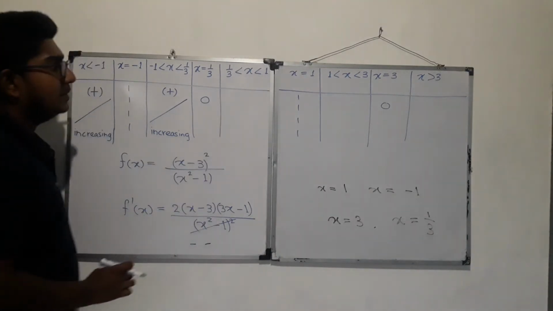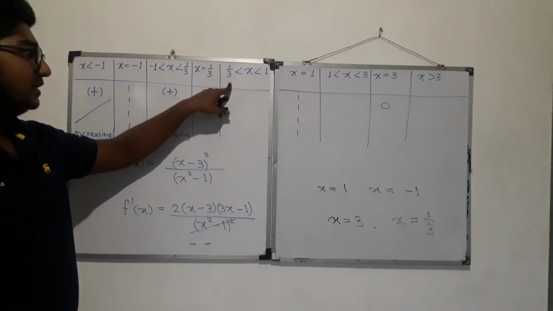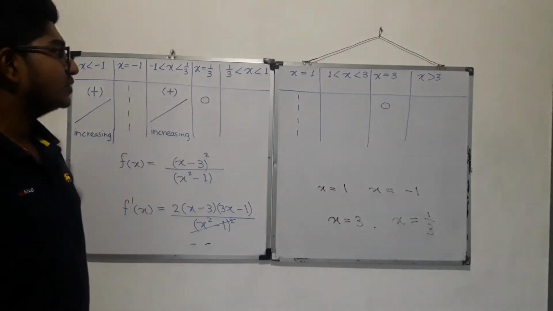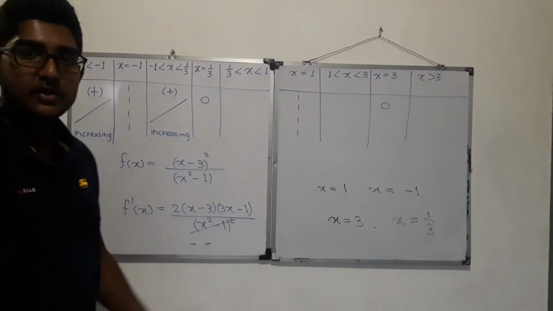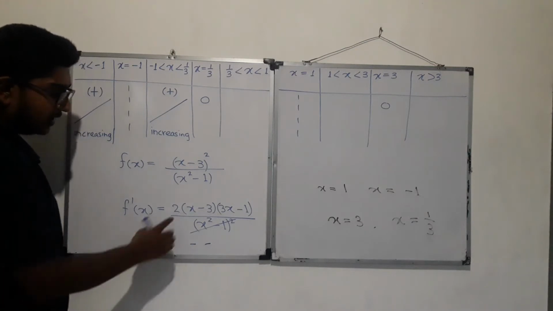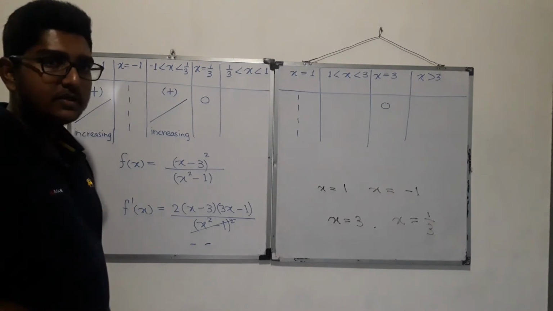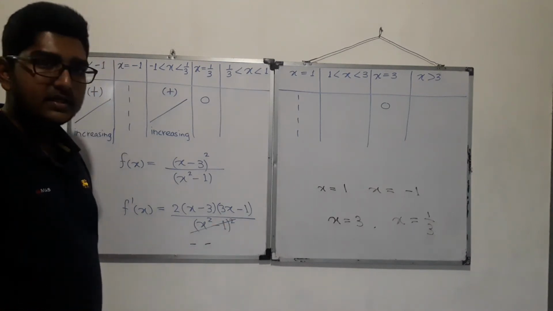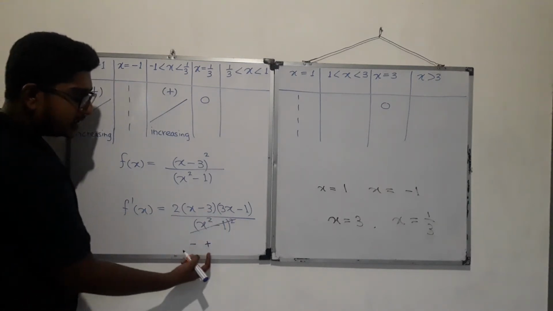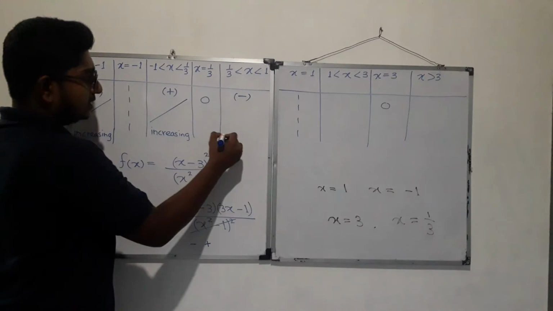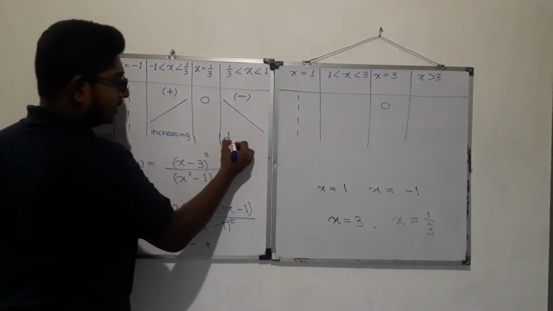Now x is between 1/3 and 1. So 1/3 is 0.3, close to 0.3. So I have to substitute a number between this range. So I can use plus 0.5. So when x is 0.5, again this bracket gives you minus. 3 into 0.5 is 1.5. 1.5 minus 1, it is plus. So this bracket gives you a positive answer. Minus into plus, this is minus. So for the first time we are getting a decrease in gradient. So this part is decreasing.